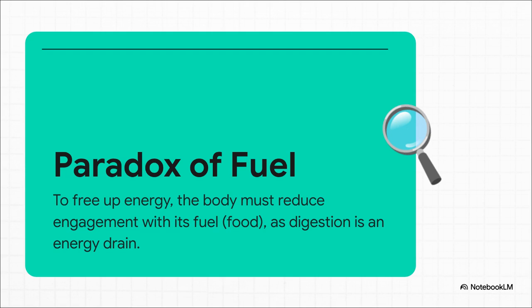This all leads us to a really core concept here, the paradox of fuel. The very substance that is meant to power the system, food, becomes the single biggest energy drain when its processing becomes a stuck, looping, inefficient task. So to free up energy, the system has to, paradoxically, limit its engagement with its own fuel source. It's wild. Okay, so let's connect these dots.